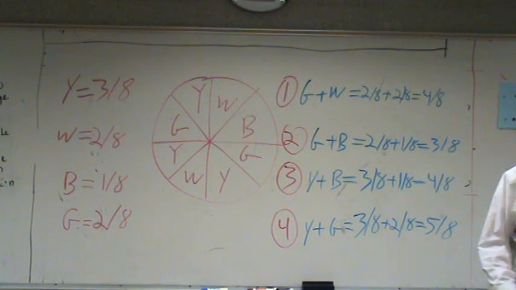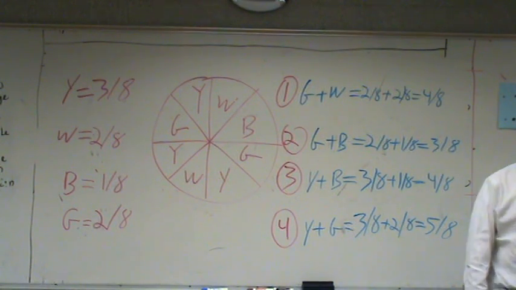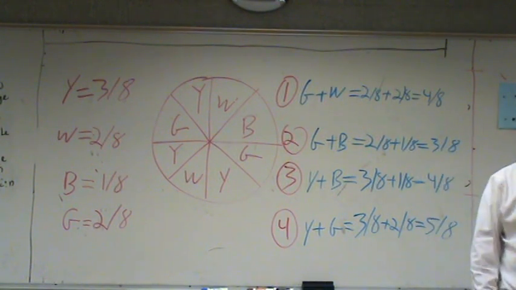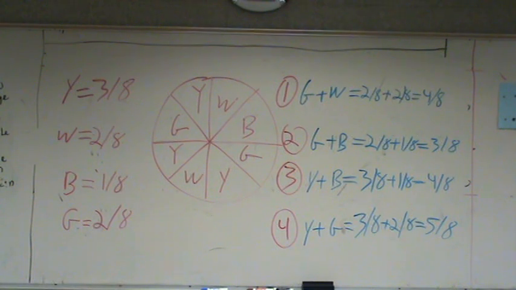And 5/8 is more than 3/8, and it's also more than 4/8. And therefore, the correct answer for 2 is answer 4: the arrow will land on the yellow or green is the most likely to occur of these four answers.